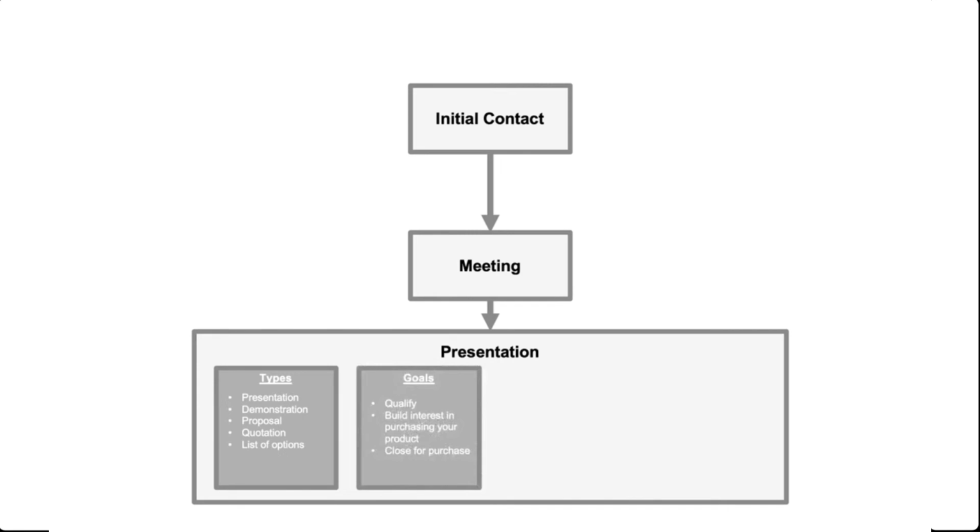Now the goals are, you might want to continue to qualify if you haven't fully qualified the prospect in the meeting step. At this point, you want to build interest to a level where the prospect is interested in buying what you sell. So this is your real opportunity to communicate what you have to offer, how you differ, how you can help the prospect, and how you match up against their needs.